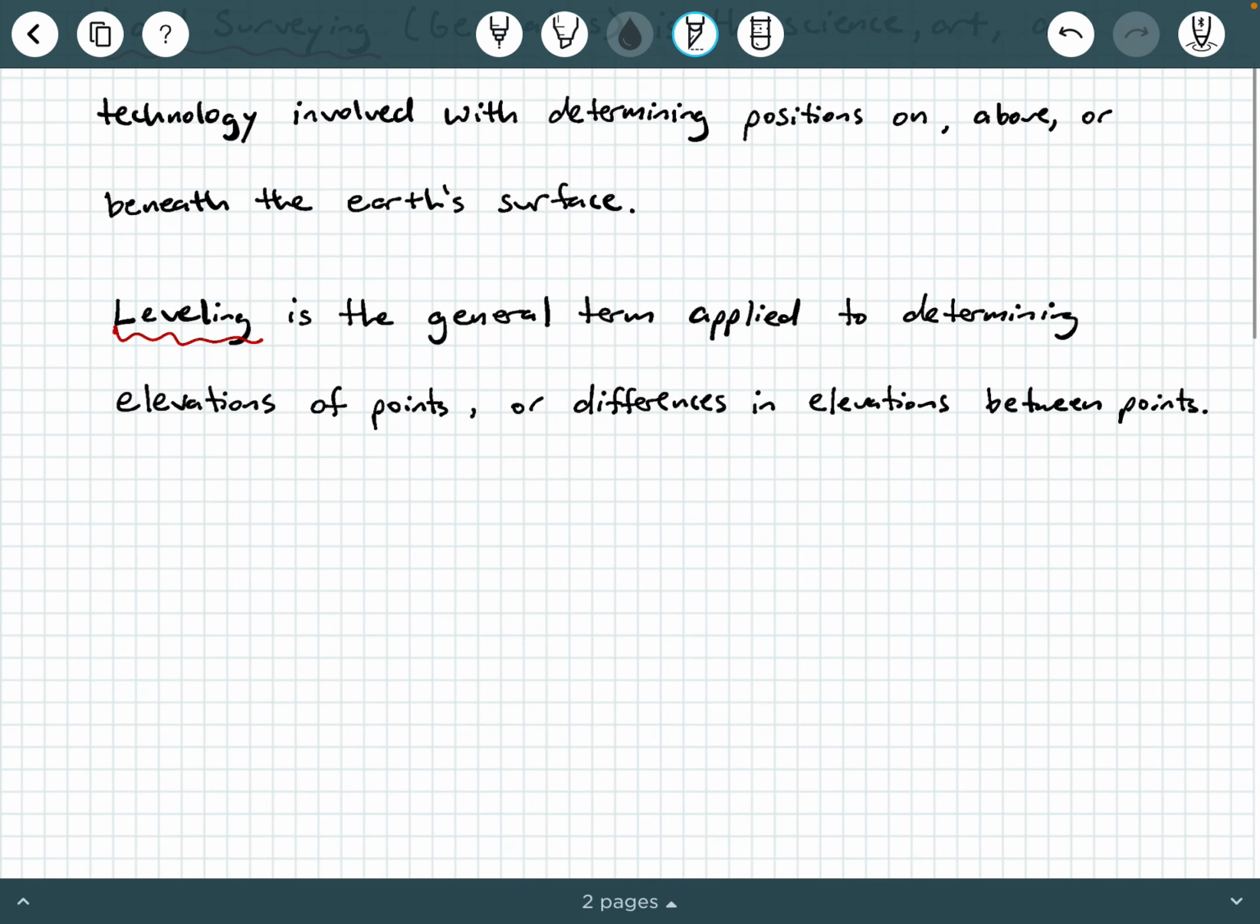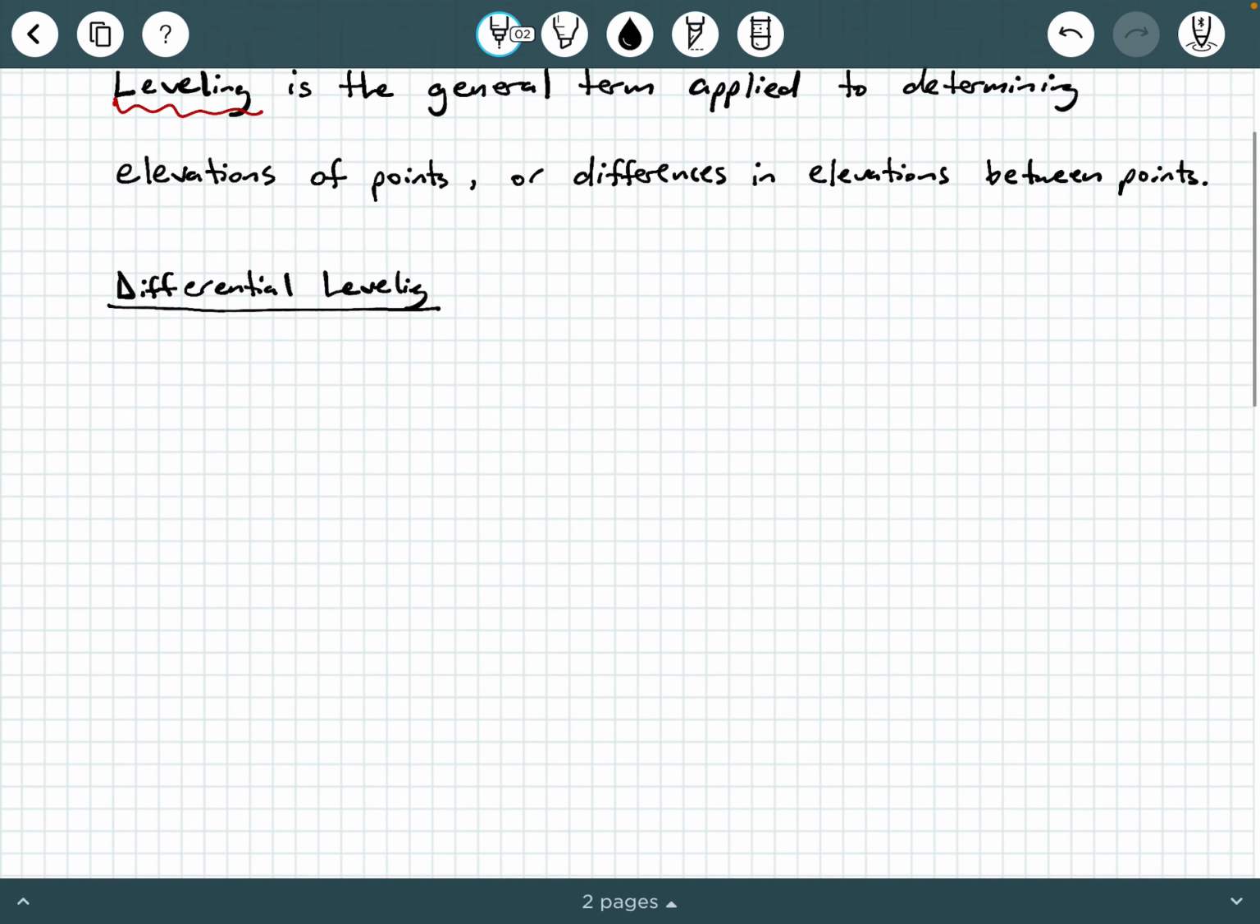Now, one common, and in fact the most common, type of leveling is called differential leveling, and this is what this video is really focusing on. So we're going to write this down: differential leveling. There are other kinds of leveling procedures as well, but this is the most common one. Differential leveling is basically done in the following process.